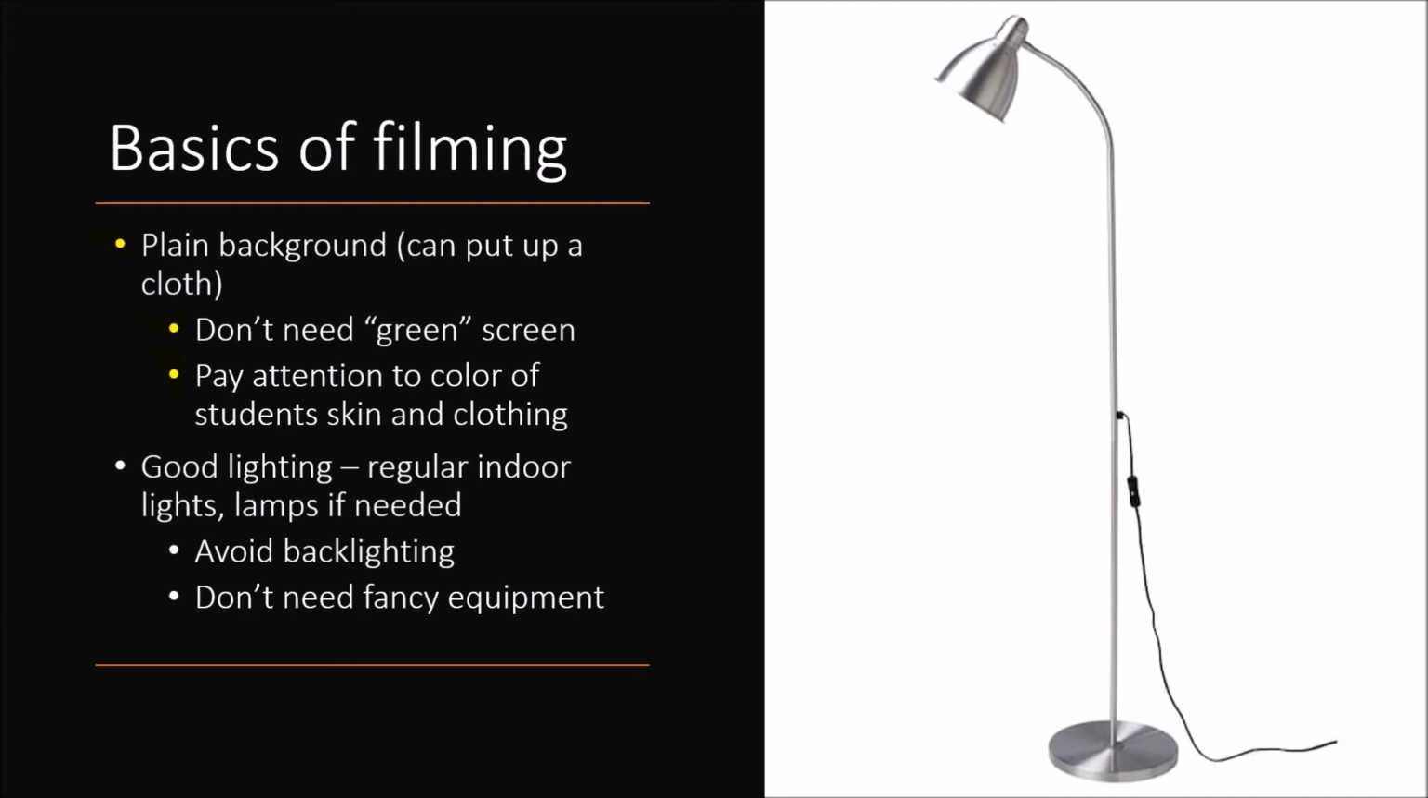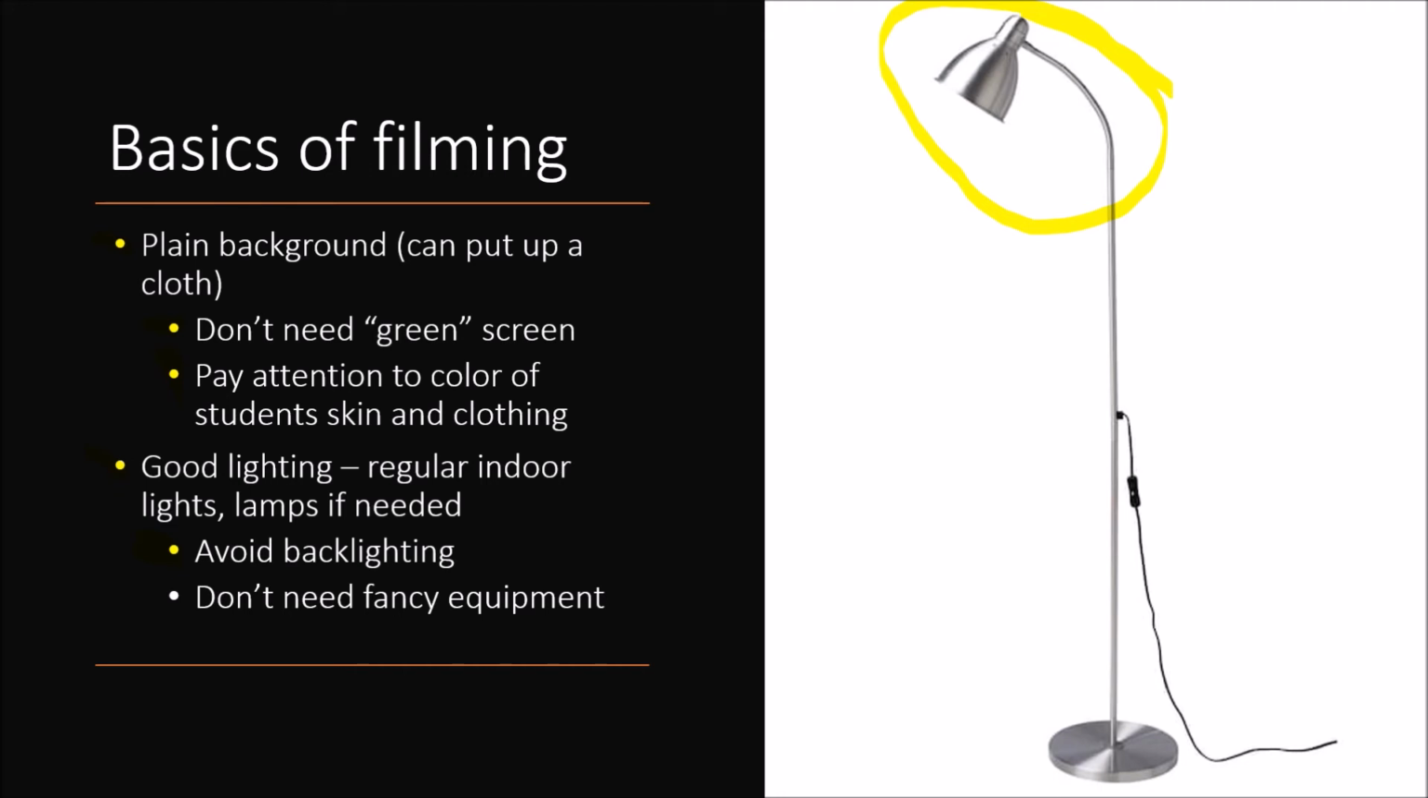Second, try to use good lighting. Regular inside lights should be sufficient, but if your school has dim lights, you can just bring in a lamp from home, preferably one that has an adjustable head. You will definitely want to avoid backlighting. This means any lamps or lights should be by the camera shining onto the students, not behind the students.